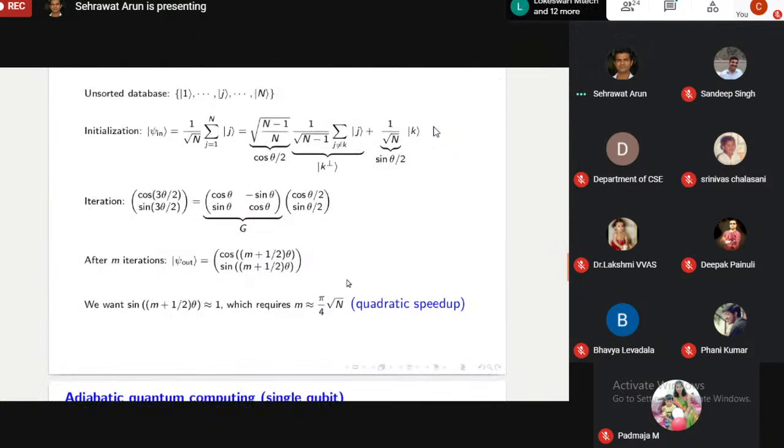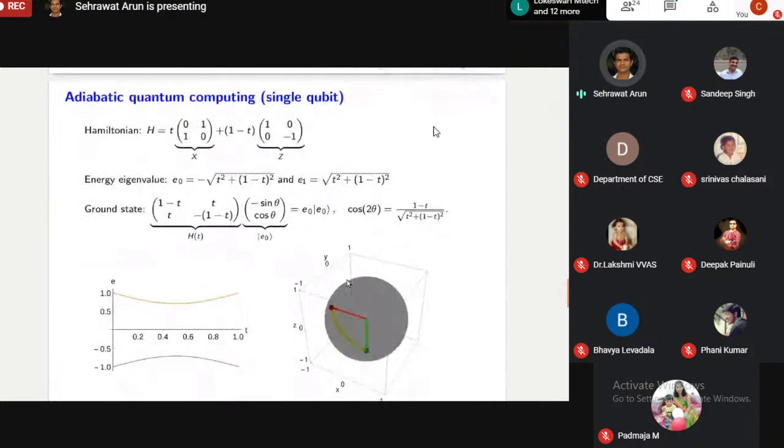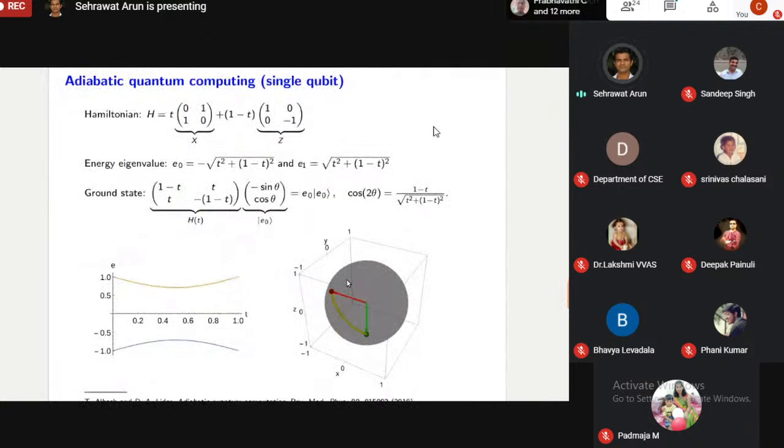Now I will go to the next one, adiabatic quantum computation. If you have some question, please ask. Okay, so I go next. Adiabatic quantum computation is basically used in D-Wave, the quantum computer company in Canada. They use this kind of approach to process information.